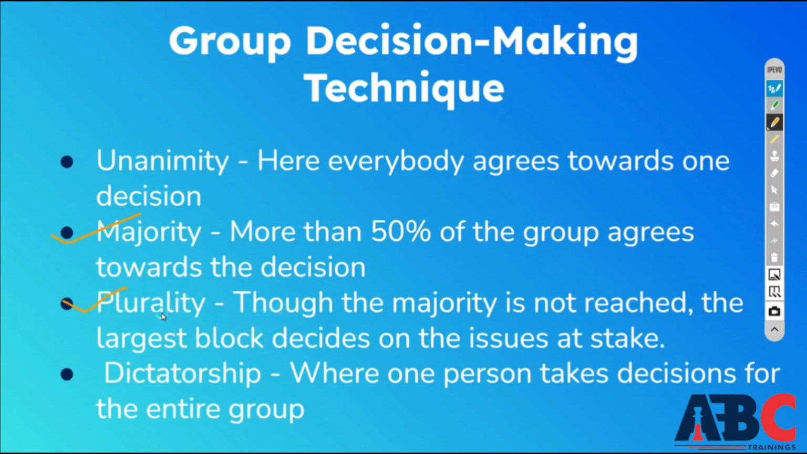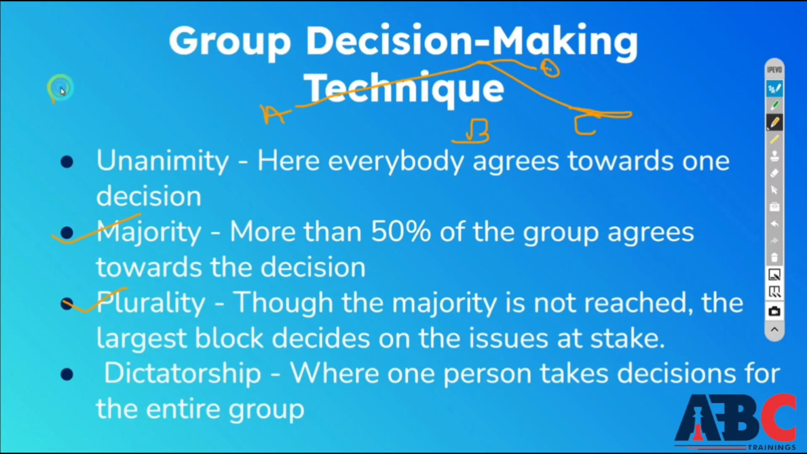Third is your plurality. What happens in this is that your decision making becomes tough. That means which decision do you have to finalize? Some people say A decision is final. Some people say B decision is final. Some people say C decision is final. And in most of the cases the decisions are similar, so at that time majority is not reached. So at that time the largest block decides, and you finalize the decision.